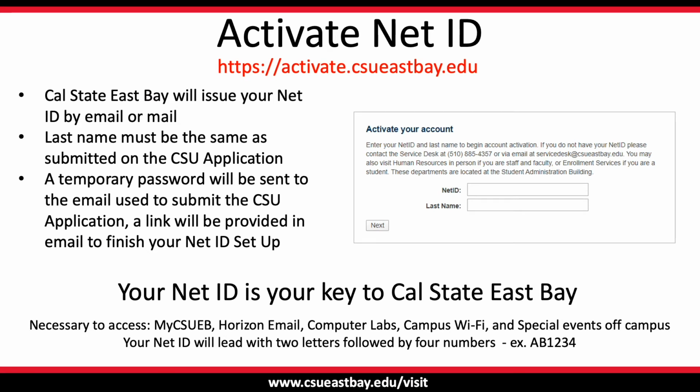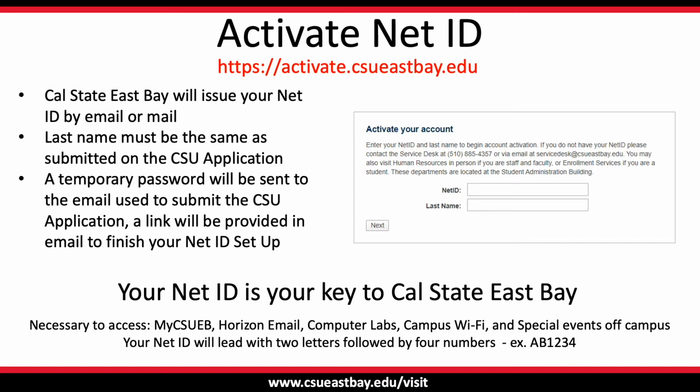All students should have received a NetID by email or mail. A NetID is your key to the campus. It is used to access your My CSUEB account, Horizon email, as well as campus Wi-Fi. To activate your NetID, visit activate.csueastbay.edu. Once at the activation webpage, enter in the NetID and the last name used when submitting your CSU application.